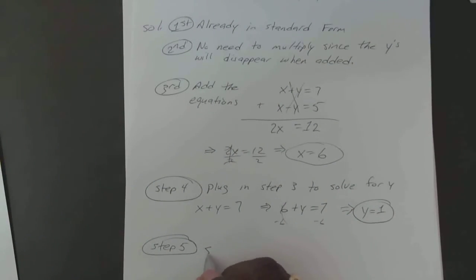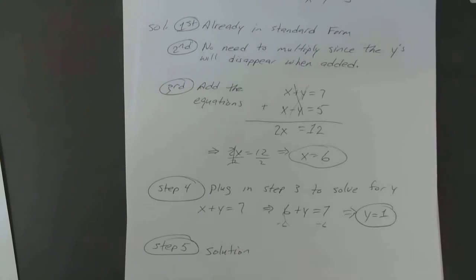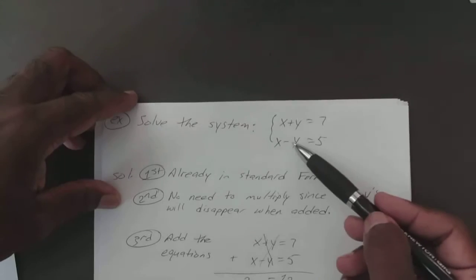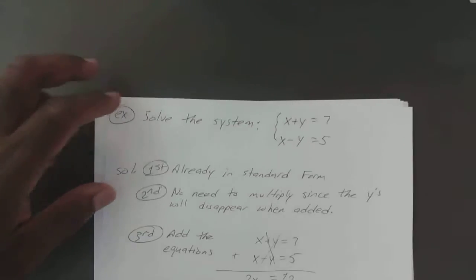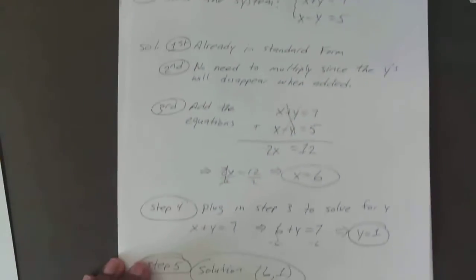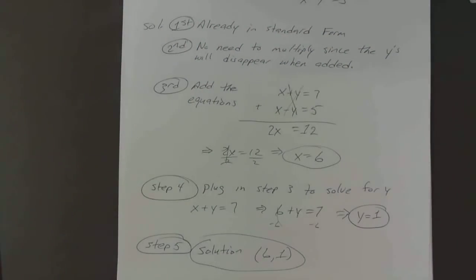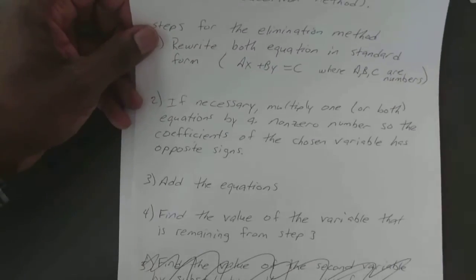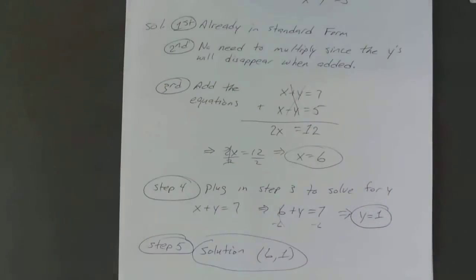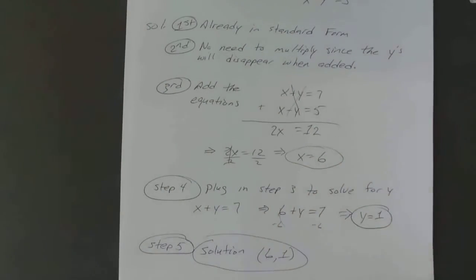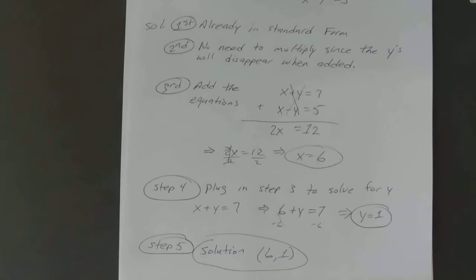Okay, so now we have our solution, which is, remember, x comma y, so it's 6 comma 1. And if we wanted to check it, we could just plug it right in there. 6 plus 1 is 7, 6 minus 1 is 5, so we have our solution. Okay. And for the steps, I just scribbled out number 5 and made that one 5. I don't know why I did that twice. All right, so any questions on that one?